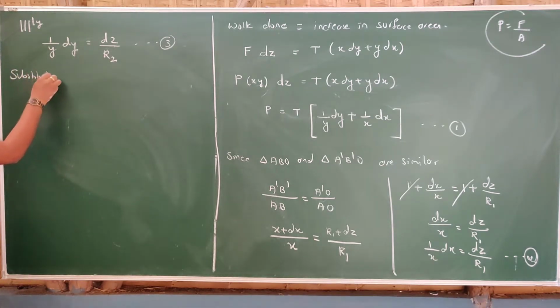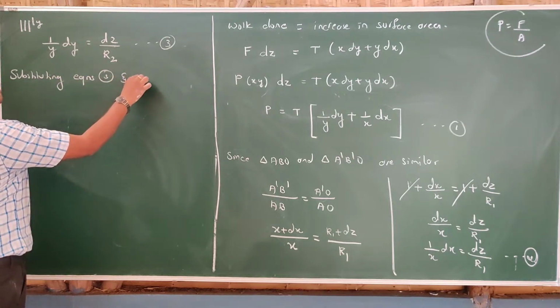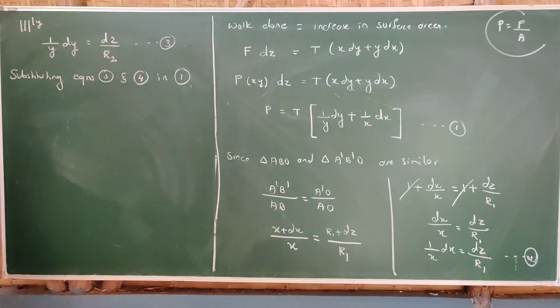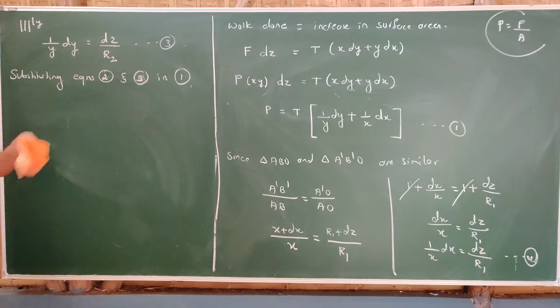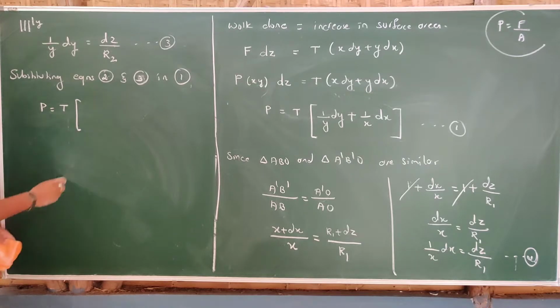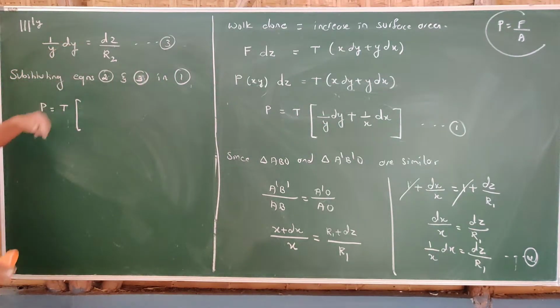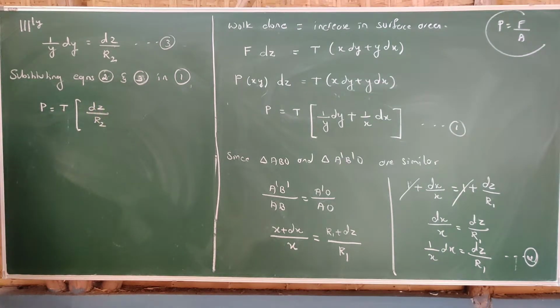Substituting equations 3 and 4. Sorry, it's not 3 and 4, it's 2 and 3. So 2 and 3 in 1. If I substitute, what do I get? P is equal to T, 1 by y dy. 1 by y dy is how much now? dz divided by R2.